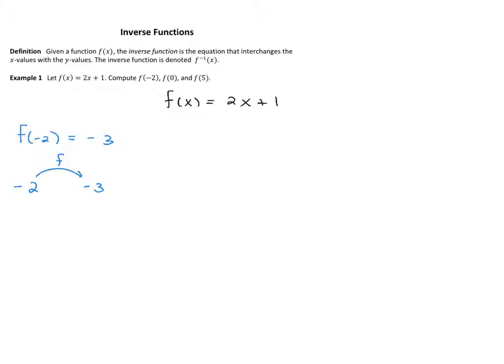So we took x equals negative 2, put it through the function f, and got negative 3 back. What about f of 0? If you multiply 0 by 2, you get 0, and if you add 1, you get 1. So we start with 0, put it through the function f, and it gives us 1 back. What is f of 5? If you double it, you get 10, and you add 1, you get 11. So the function f took 5 and mapped it to 11.